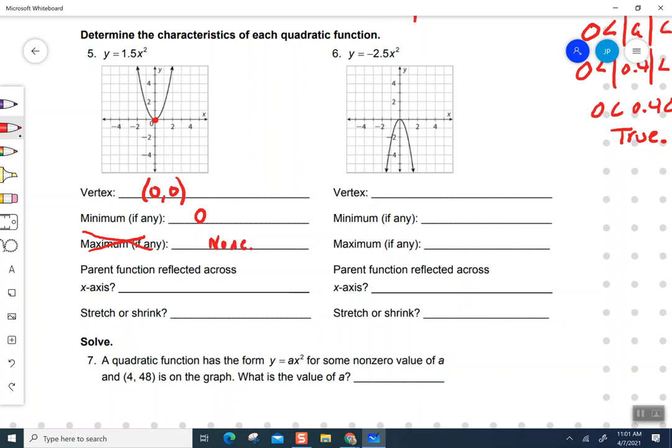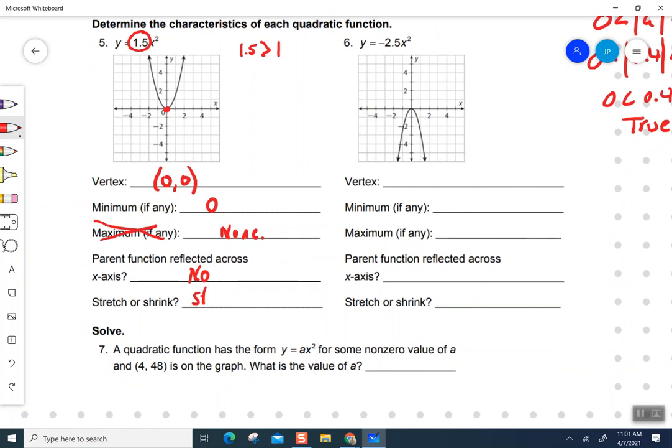Okay, is it being reflected across the x-axis? In this case, no, it is not being reflected across the x-axis. Therefore, this one is no. And lastly, is it a vertical shrink or stretch? Okay, stretch or compression. They're just using the word shrink for compression. All right, so in this case, I notice it is 1.5. 1.5 is in fact bigger than the number 1. So it is a stretch. Okay, you try question 6. Put a pause and then come back to it.